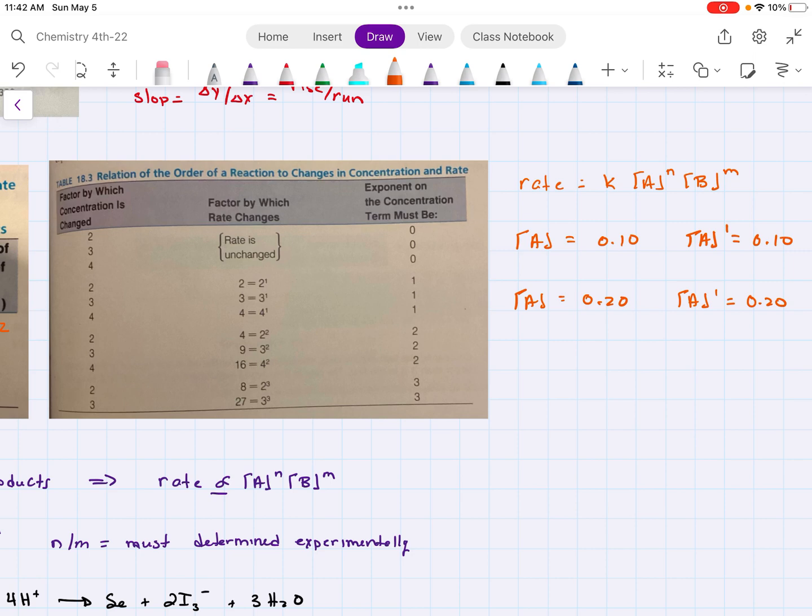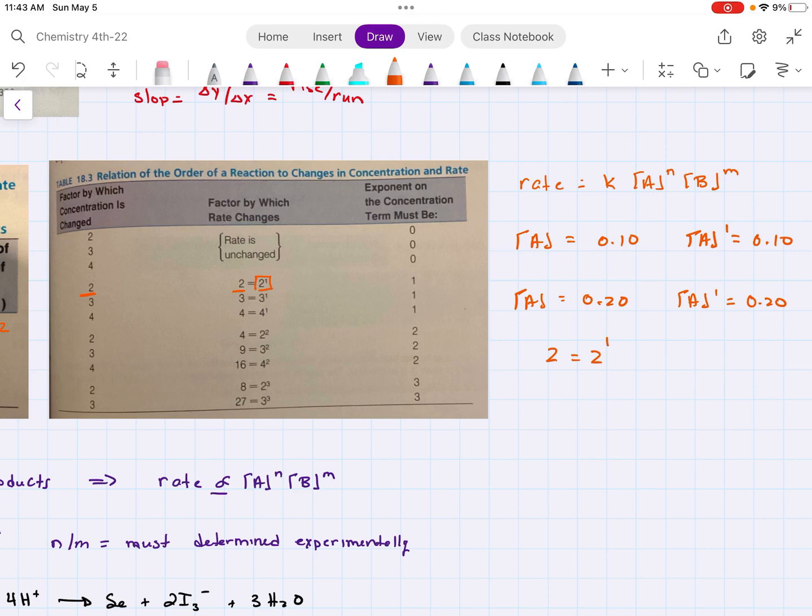So let's take a look at graph number 2. Here's what we're seeing. If the concentration of reactant A doubles, and we're getting a doubling in the product, then we have a one ratio. Because if this one doubles, and then the other doubles as a result, then the exponent that would make that true would be a 1.